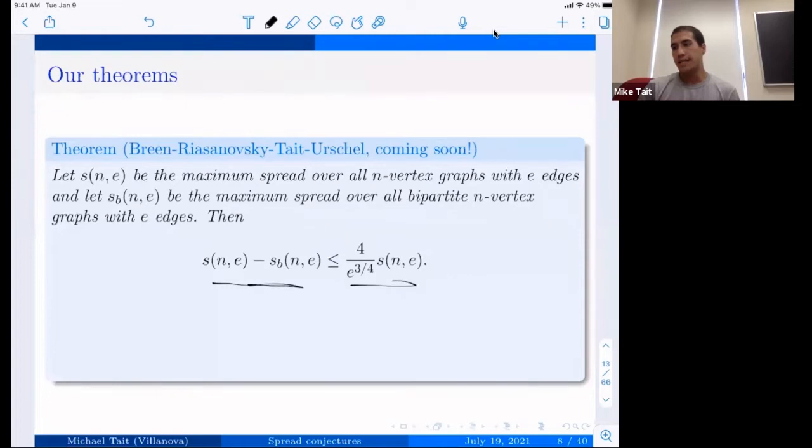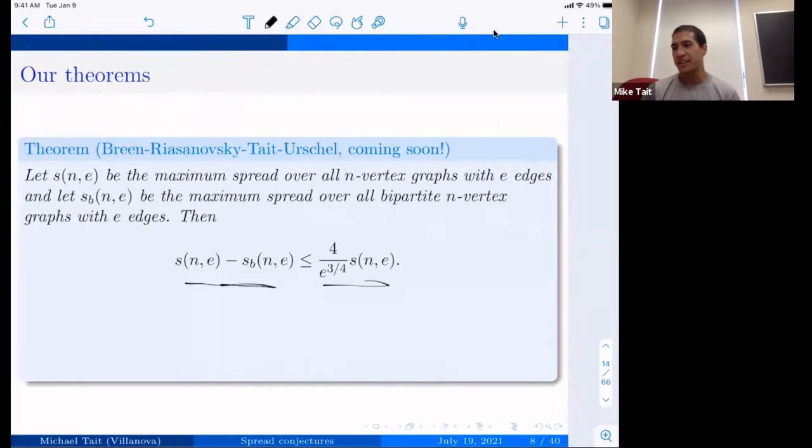And this is a good upper bound if the graph is dense. So if the graph is dense, the spread is linear in n, right? And the number of edges to the 3/4, as long as the number of edges is more than something like n to the 3 halves, this error term is going to 0.